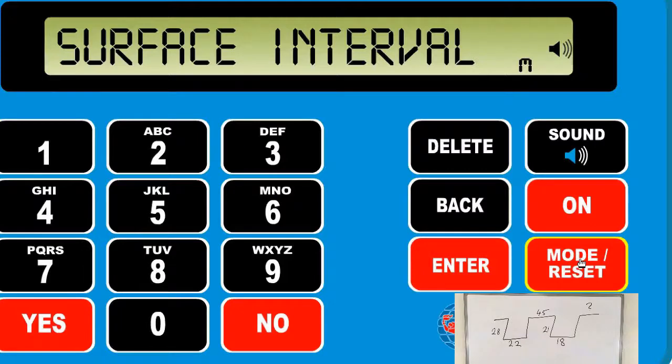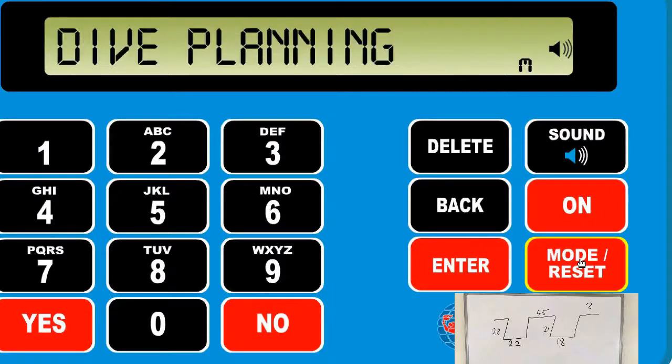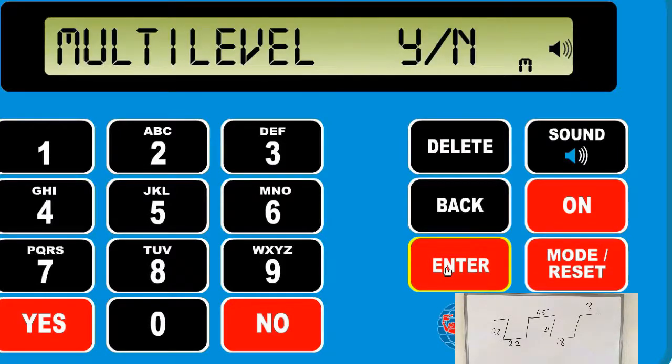If you're trying to find a surface interval with this mode, you're going to be unlucky. And the third mode is maximum depth. Well, we don't use that one very often. It's fairly self-explanatory. Click it again, we're back to dive planning. Now we need to accept that by pressing enter. Then it asks you, is it multi-level, yes or no? I don't know why that's not a mode, by the way, but it's not.